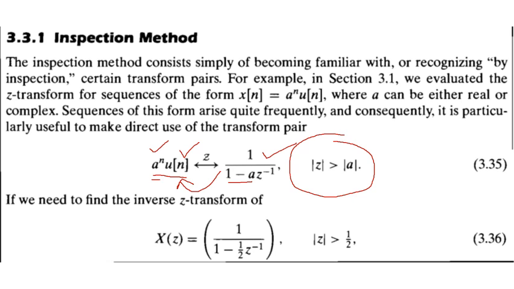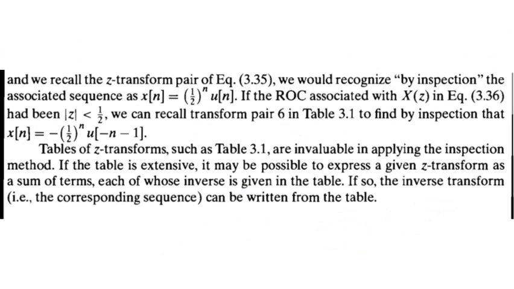For example, if we want to find the inverse of x of z equal to 1 divided by 1 minus 1 by 2 z inverse, with the region of convergence Z mod greater than 1 by 2, its inverse will be 1 by 2 power n u of n. So this is the inspection method. Let's move on to the next slide. Here you can see the inverse Z transform of this expression is 1 by 2 raised power n u of n, because the region of convergence associated with x of z was Z mod greater than 1 by 2.